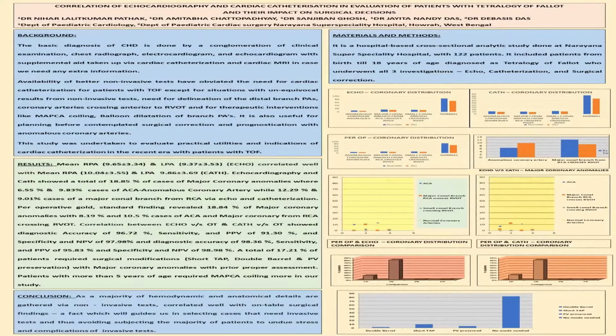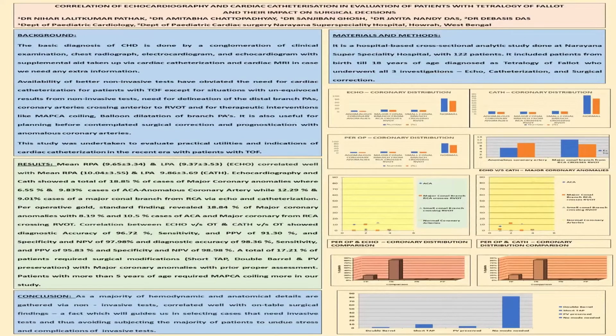In our case, we divided the coronary anomalies into two groups, mainly major coronary anomalies and no major coronary artery anomalies. Among the group with major coronary artery anomalies, we further subdivided it into the anomalous coronary artery and the major conal branch from the RCA, which is crossing the RVOT. In anomalous coronary artery, we further subdivided into four subcategories: single origin from the right sinus, single coronary artery origin from the left sinus, dual LAD, and accessory LAD from the RCA.